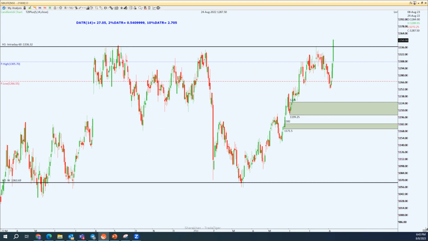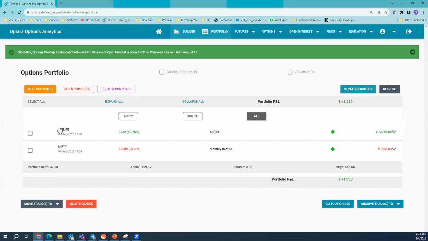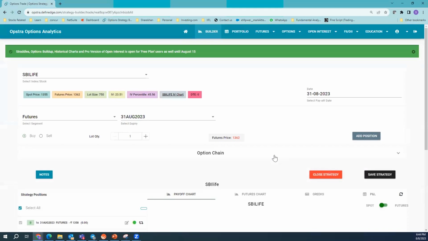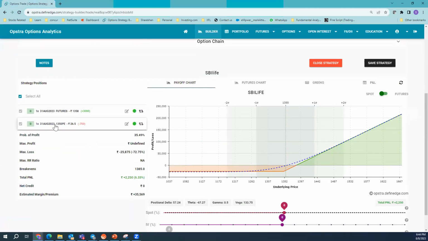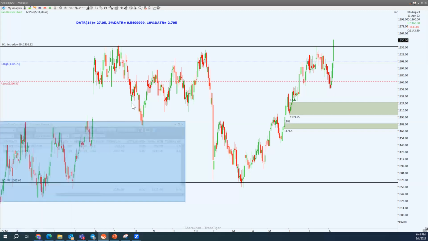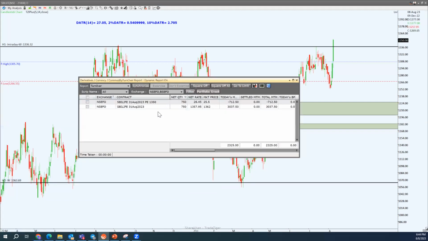So we planned one trade, but we want to limit our risk. So what we did, we entered in future in SBI Life, and we also hedged that position with some put. The 13,050 put, we hedged this position. So we will see how this position will work. This is the position which I entered in future and put.